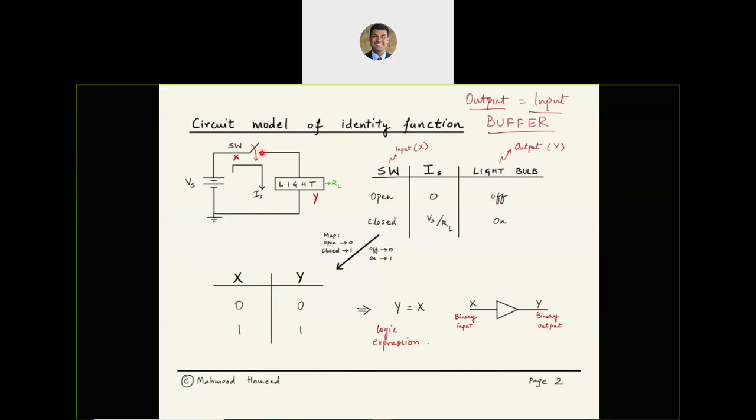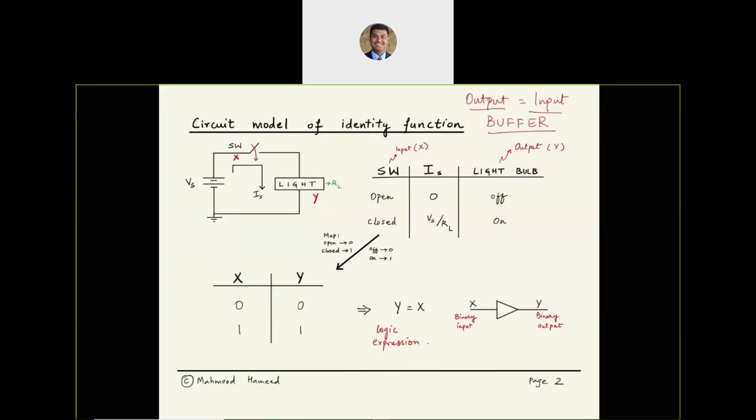And when I close this switch, now I have a closed loop. The current is going to flow, and it is going to be Vs divided by RL depending on Ohm's law, and now the light bulb can turn on. So we have got the two extreme cases over here when the switch is open and closed, and how it affects the output Y or the light bulb.